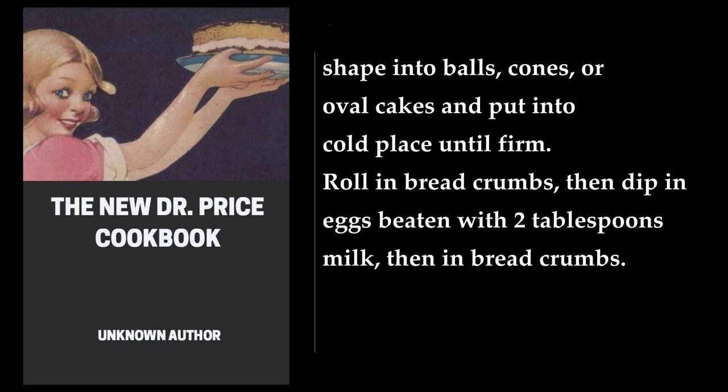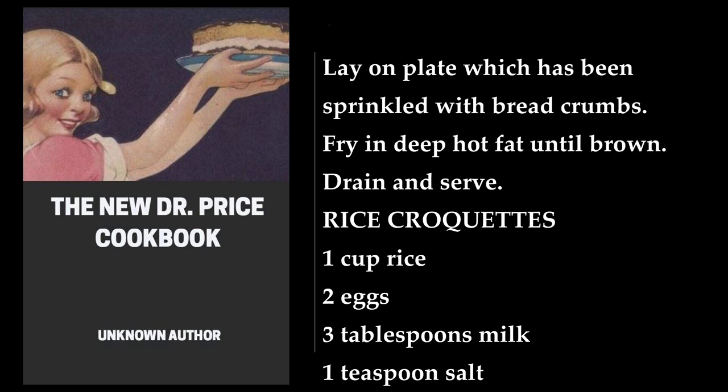Roll in bread crumbs, then dip in eggs beaten with 2 tablespoons milk, then in bread crumbs. Lay on plate which has been sprinkled with bread crumbs. Fry in deep hot fat until brown. Drain and serve.